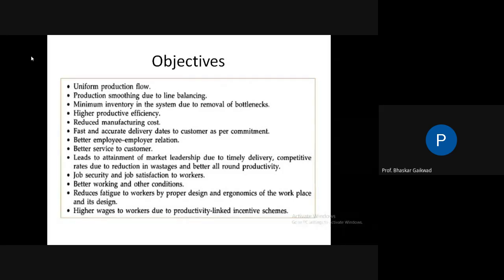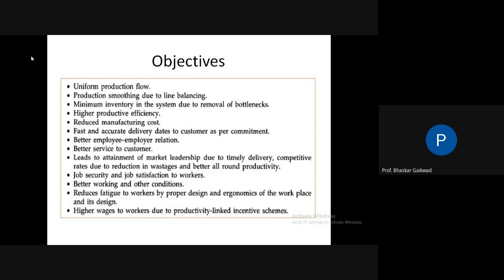Better employee and employer relations. It means the workers and managers have good relations. Then the production efficiency will increase. If that relation is not there, deliberately some workers will not do their work, and because of that there is an effect on production. So there should be good relations between the top managers, middle managers and workers, and we can achieve this through work study. Better service to the customer.